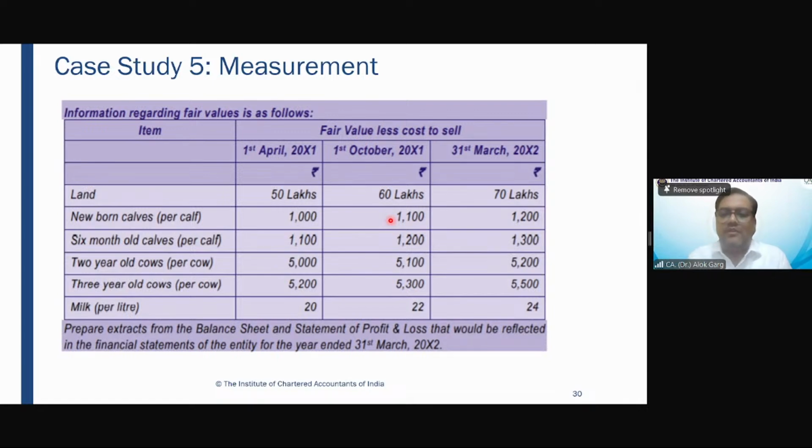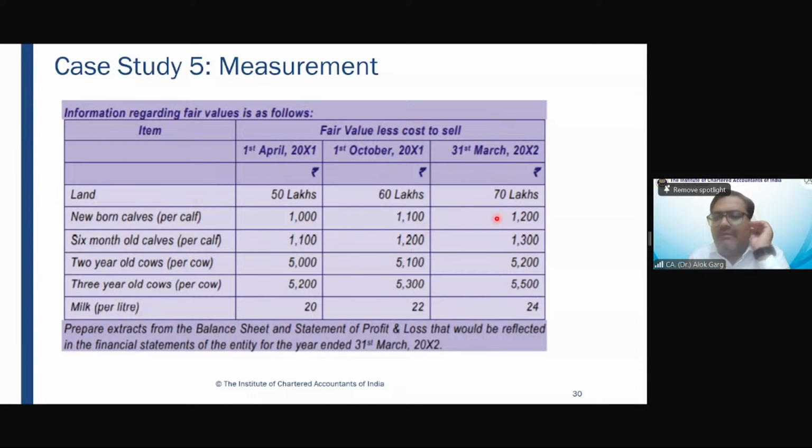Yes, sir. So what I'm saying, in this table, the information relating to the newborn calf is given for 1st April 2001. So is it relevant for this question? No, sir, because the newborn calf was born on 1st October. So the accounting will start from here, right? The value of the newborn calf was 1,100 rupees per calf. On 31st March 2002, it will become 1,200. So the newborn calf value from 1,100, the initial measurement value, has become 1,200, right?